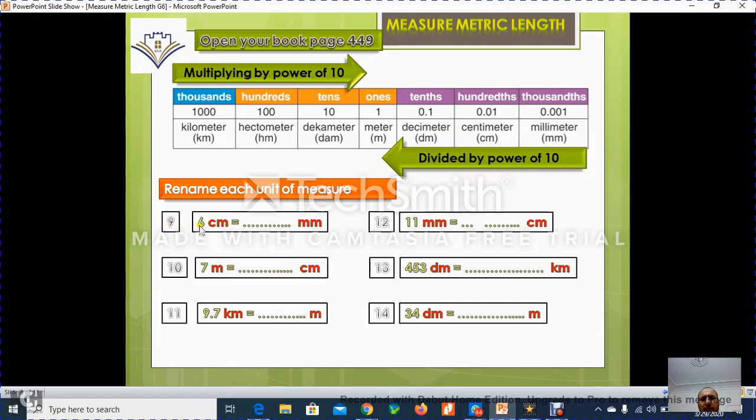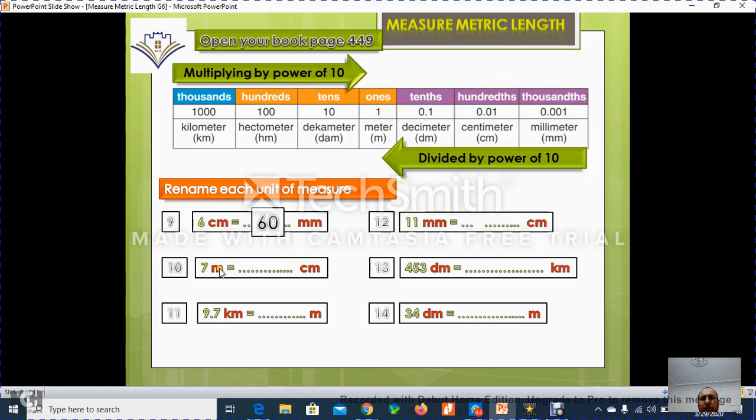Question number 9, on page 449. 6 centimeter equals dots millimeter. Centimeter and millimeter: is centimeter larger or smaller than millimeter? Yes, centimeter is larger. From large to small. Where is centimeter here? Look at centimeter. Yes, centimeter to millimeter, jumping only 1, multiplying by 10. Then 6 multiply 10 equals 60.